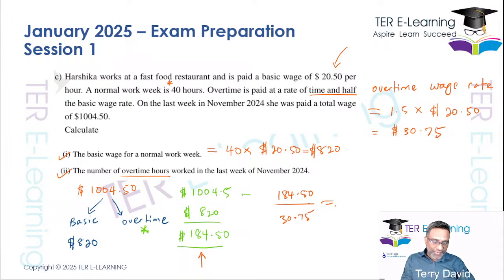So 184.50 divided by 30.75, and I'm getting 6 hours, right? I saw some of you put that in the chat already. Yeah, that answer there is 6 hours. So that's the amount of overtime there.